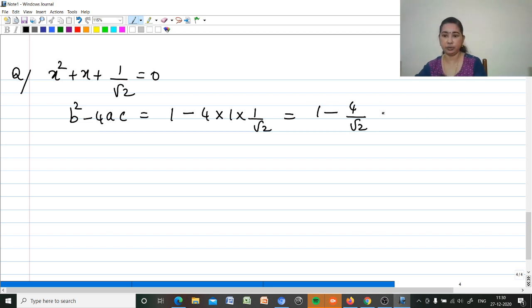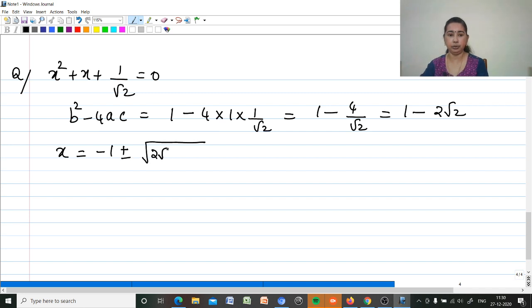So 1 minus 4 by root 2 is 1 minus 4 by root 2. 4 by root 2 is 2 root 2. So b square minus 4ac is 1 minus 2 root 2. Now what is x? X equal to minus b means minus 1 plus or minus root of 2 root 2 minus 1 into i divided by 2.